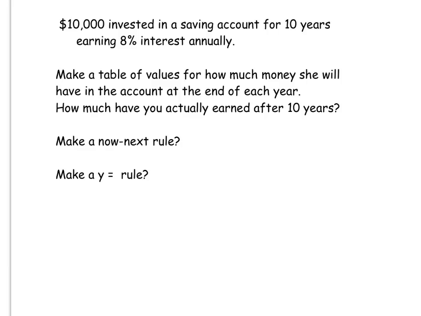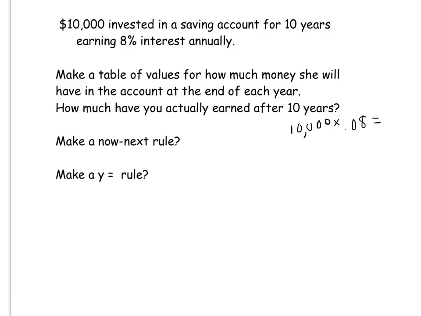When you're talking about money in a bank, you often earn a particular amount of interest. So in this example, you have $10,000 in the bank and you're earning 8% interest each year. So you're gaining an additional 8% of your money. So if I put in $10,000, after 1 year I'd have $10,000 times 0.08 to represent 8% or 8 cents.